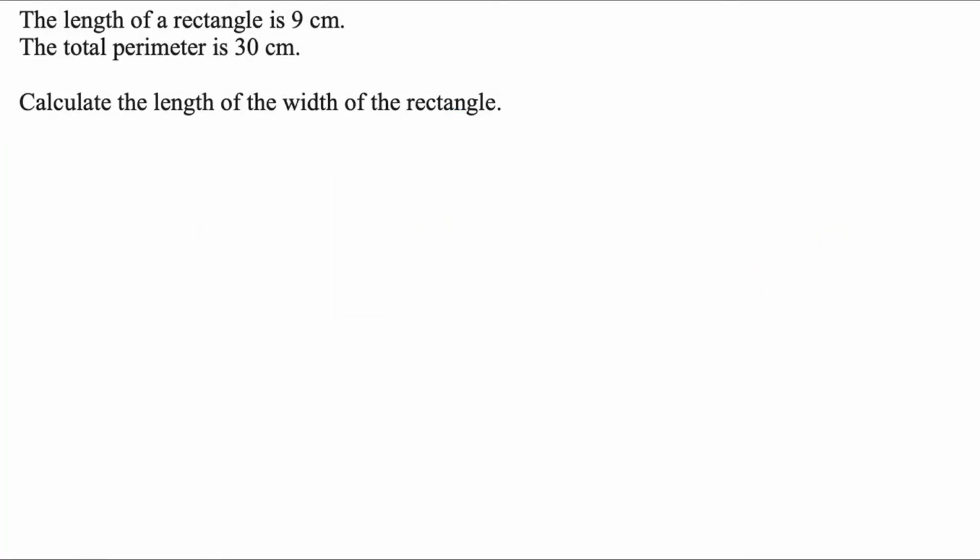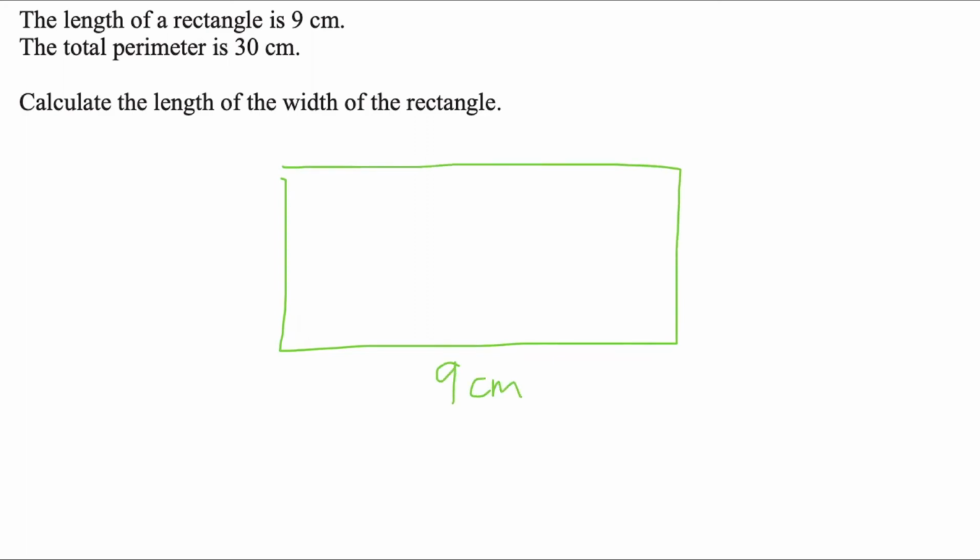Reading out the question: the length of a rectangle is 9 centimeters. So let's draw a rectangle out. The length is 9 centimeters. The total perimeter is 30 centimeters. Calculate the length of the width of the rectangle. So we are asked to find what the width is.